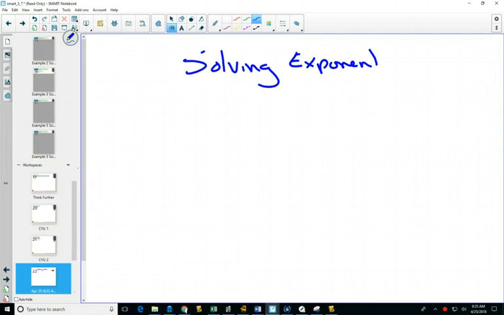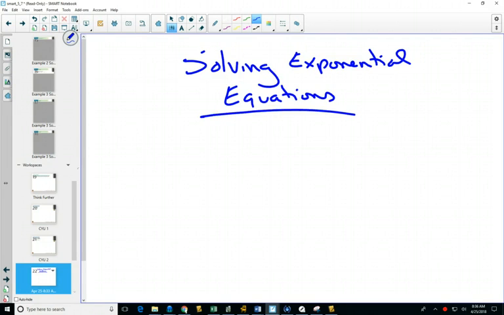Solving exponential equations. A little recap of what we've done so far. Eventually, we're going to be turning to page 420. So if you want to make some notes at the top of page 420, that would be fine.